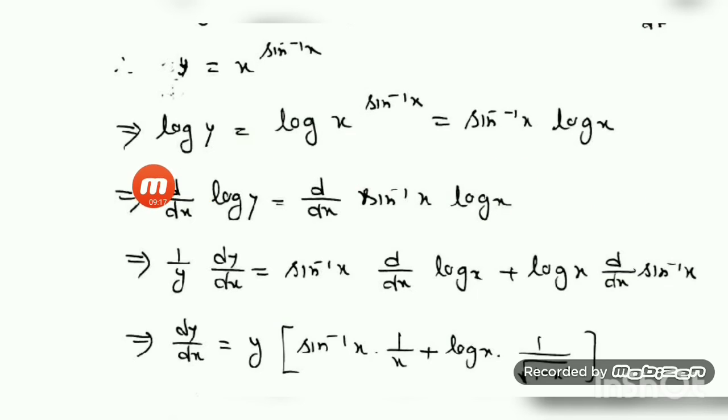So take log on both sides. Log of y is equal to log of x to the power sine inverse of x. Simplification gives you sine inverse of x into log of x. After simplification, we have to take the derivative. So d/dx of log y is equal to d/dx of sine inverse of x into log of x. The derivative of log y is equal to what? 1 by y dy/dx.